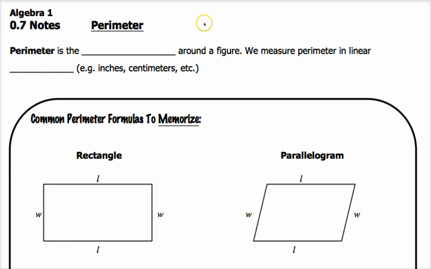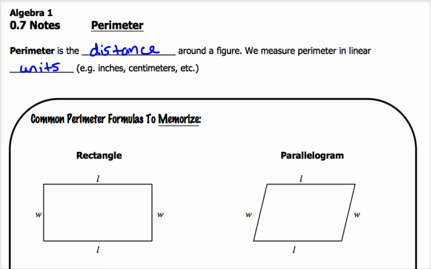Hey, 7th grade. In this video, we're going to be reviewing the concept of perimeter. A reminder that perimeter is the distance around a figure. And anytime we measure perimeter, we always use linear units like inches, centimeters, millimeters, etc. So the answers to all perimeter problems have to have units of these types.